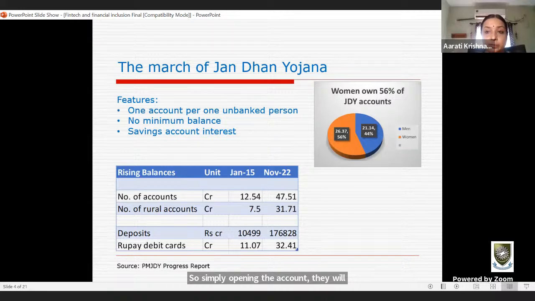This was the concern that most of the banks had raised when the scheme was rolled out. But actually it has proved quite wrong. Given access to banking accounts, a lot of Indians have put their savings in banks. If you look at the deposits, this deposit number here has gone from 10,499 crore to 1,76,000 crore by November 2022. So the money these Jan Dhan Yojana accounts were holding in November was as high as 1,76,000 crore.